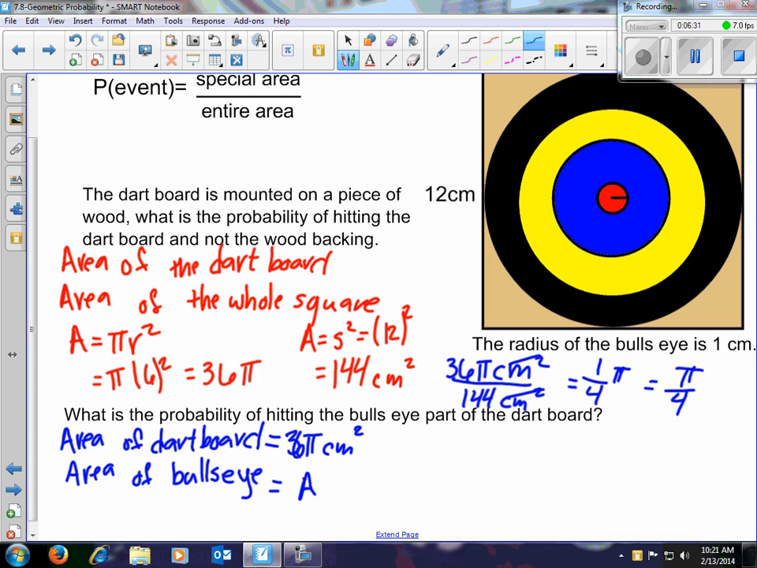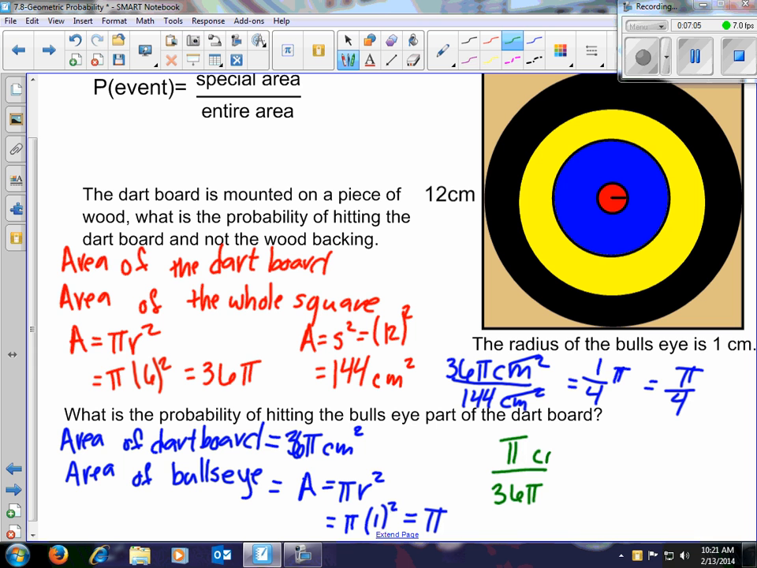So we have area equals pi r squared, and down here it says the radius of the bullseye is 1 centimeter. So I'm going to have pi times 1 squared, which is just equal to pi. So now we need to find the probability, which is going to be special divided by total. Our special part is the bullseye because we're trying to figure out the probability of hitting the bullseye. So we have pi divided by our total, which is our 36 pi.